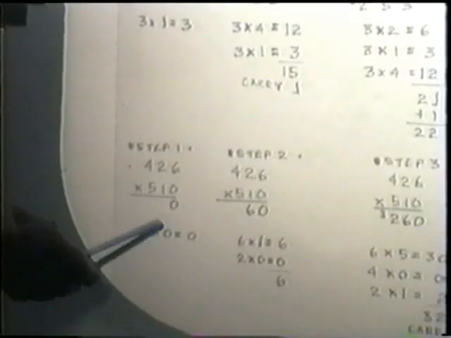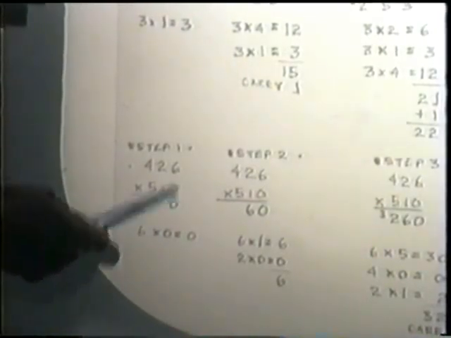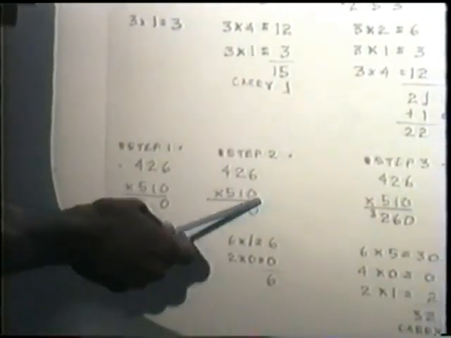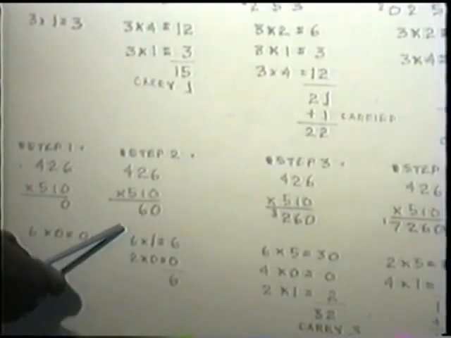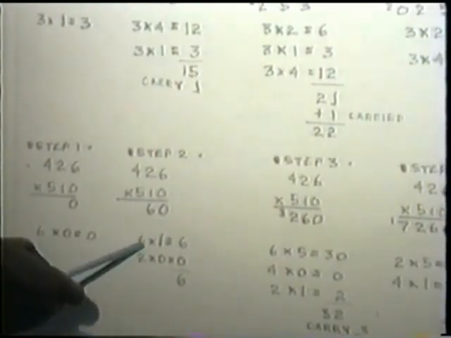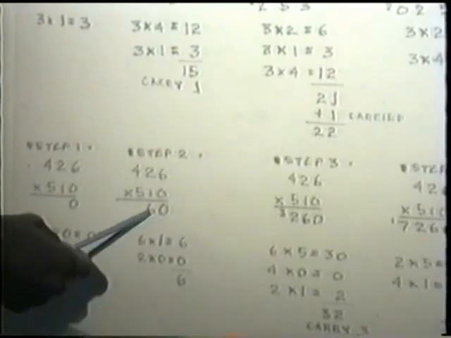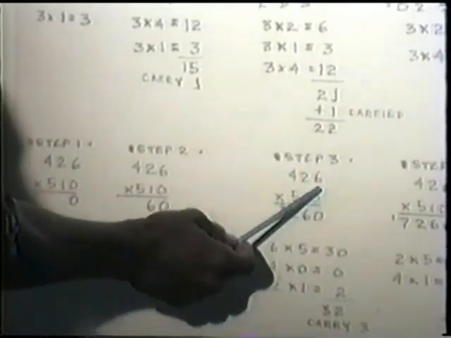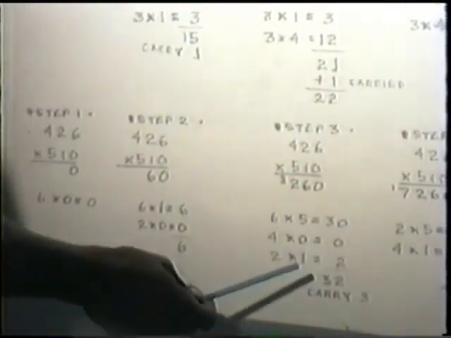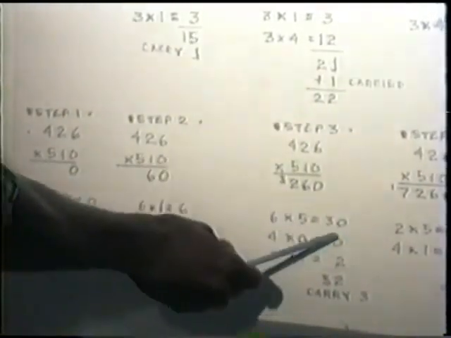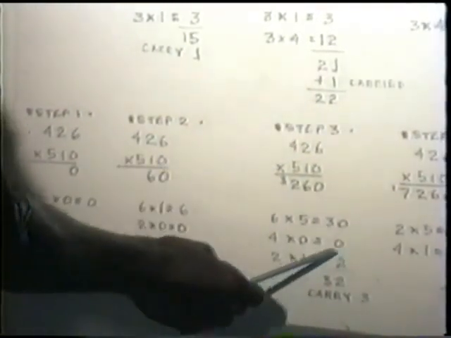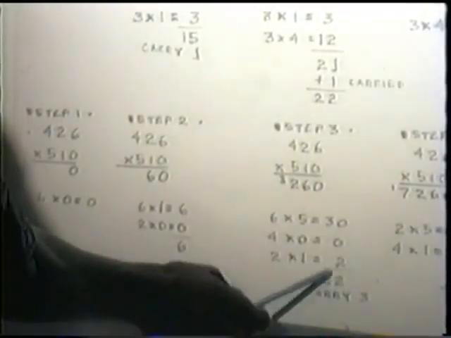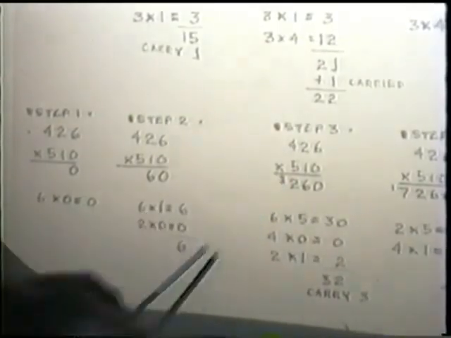Step 1, vertical multiplication. 0 times 6 is 0, so we put the 0 there. Cross multiplication. 0 times 2 is 0. 1 times 6 is 6. We add them together, we get 6. We put our 6 there. Now we're in our third step, which is cross multiplication and vertical multiplication. So we have 5 times 6 is 30. 4 times 0 is 0. 1 times 2 is 2. We add it together, we get 32. And we carry the 3. See, we're going to carry this 3.